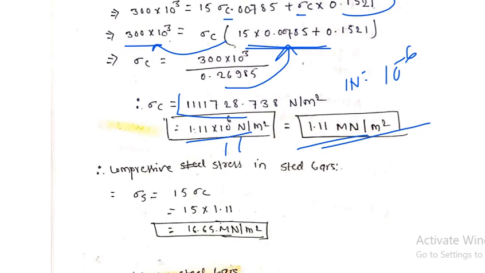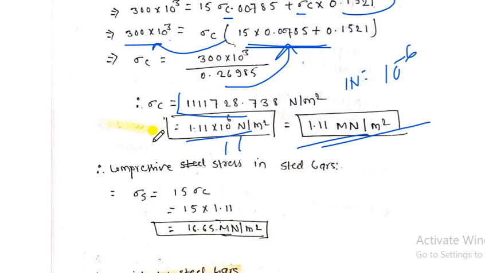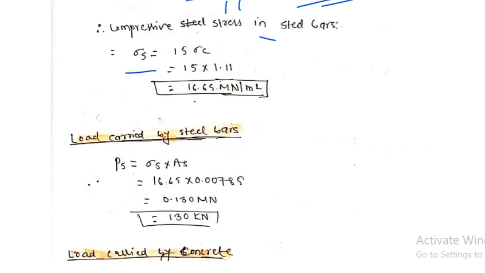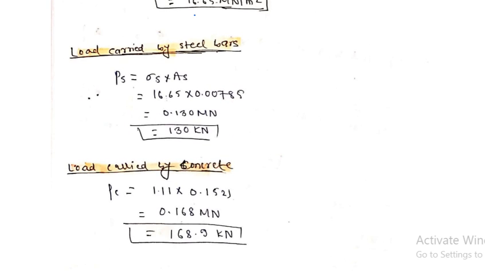Similarly, if you know the value of sigma c and you need to calculate the compressive stress induced in the steel bars, as you know sigma s is equal to 15 sigma c, from the above equation we have already calculated it. So we just substitute the value. So 16.65 mega Newton per meter square is the stress induced in steel. Similarly, we will calculate the load carried by each section, that is steel and concrete.